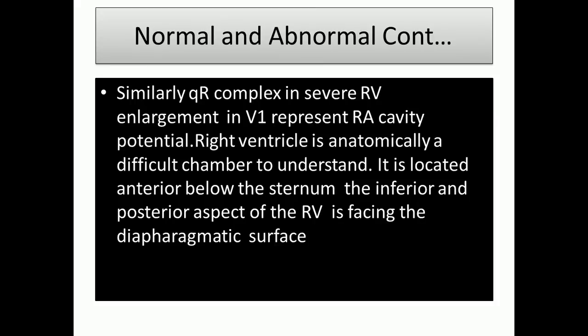And also during right ventricular hypertrophy or enlargement, the right side of the heart is a very difficult chamber to understand. It's located just anterior below the sternum, and the inferior and posterior aspect of the right ventricle is facing the diaphragmatic surface. Lead V1 is located on the upper part of the right ventricle. Any hypertrophy brings it near to the chest wall, and those right-sided precordial leads like V1 and V2 record the intracavity potential of that and produce QR, QS, or big R, which should not be mistaken for myocardial infarction of the anterior wall or inferior wall.